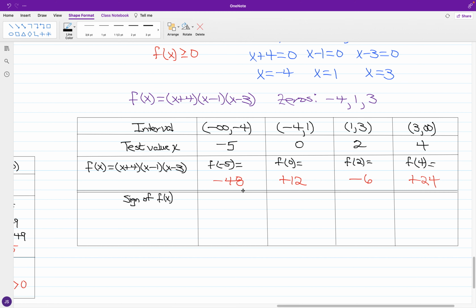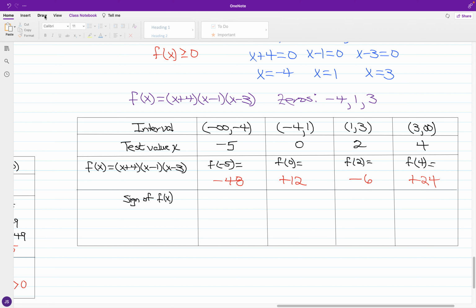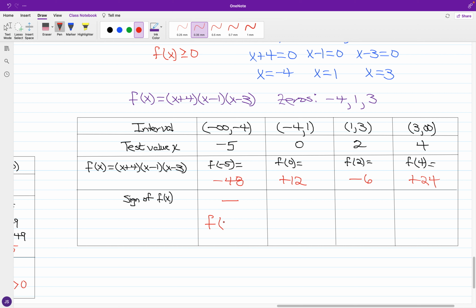And for what we have in the case of the sign of f of x, anything less than -4 selected, the output is negative. So in this case, f of x is less than 0. Second section, we have a positive output, whereupon f of x is greater than 0. Next, we have a negative output, so f of x is less than 0. And then at the end, we have a positive output, so f of x is greater than 0.